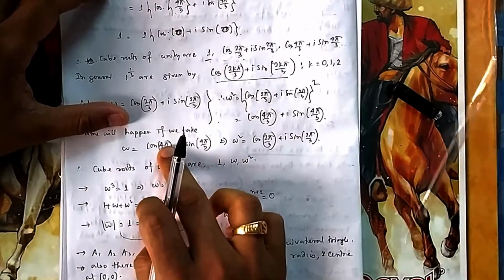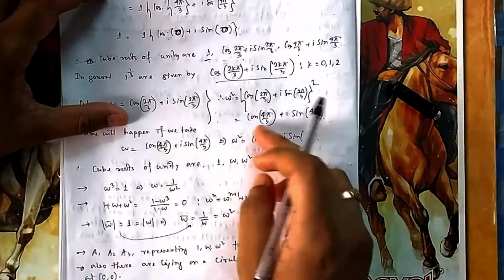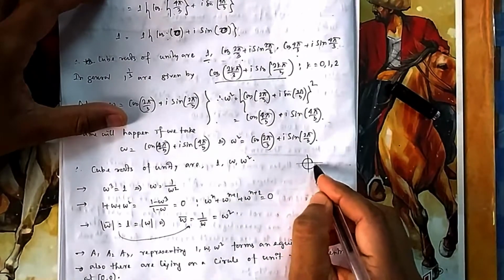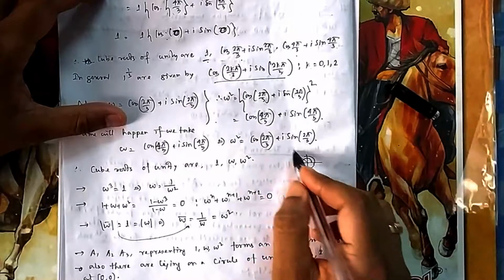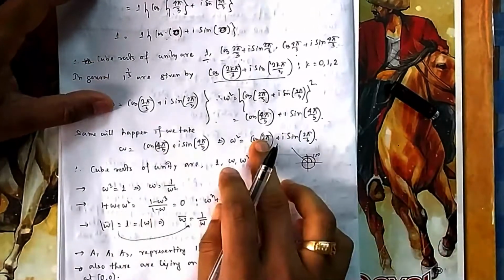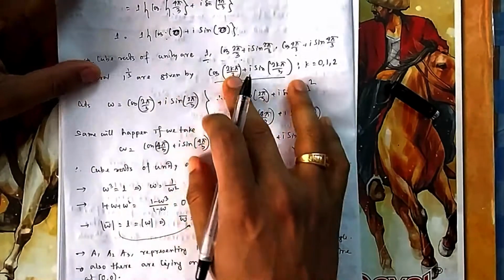8 pi by 3 is what? 8 into 60, that is 480, that is 360 plus 120. So 360 means you have taken one complete rotation, then again 120. So you are landing in 120 only, and the same thing will come again. So these two are very peculiar. You can take any one as omega, then the other becomes omega square.